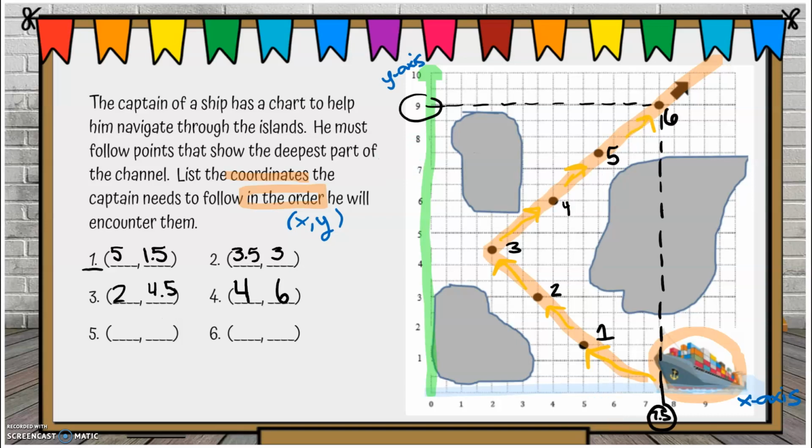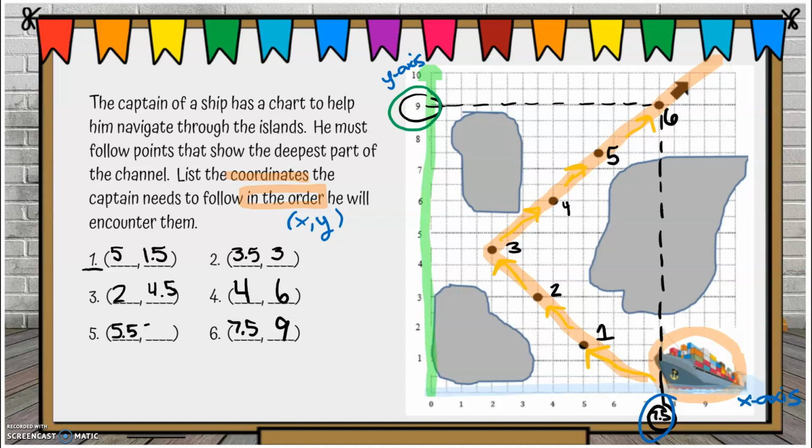And here is the last point in the channel. So point 6 hits the x-axis at 7.5, right between 7 and 8. And then it hits the y-axis right there at 9. So our last point is going to be 7.5, 9.